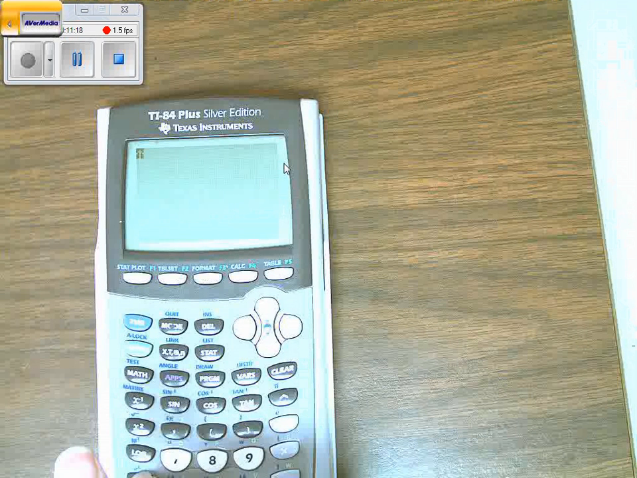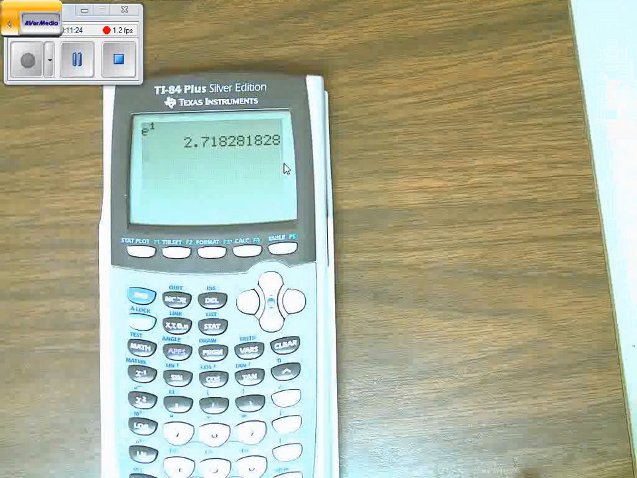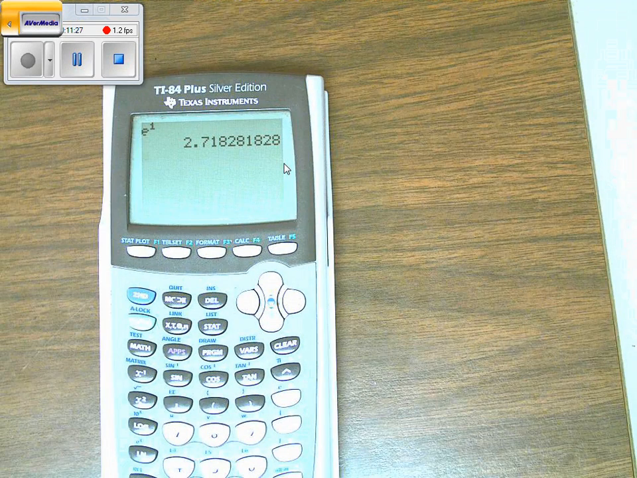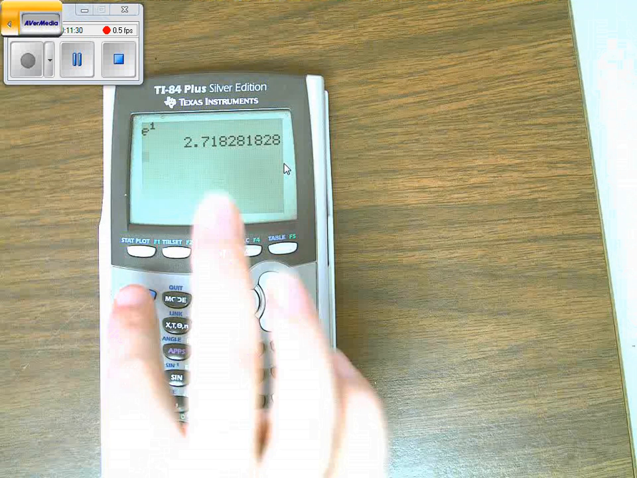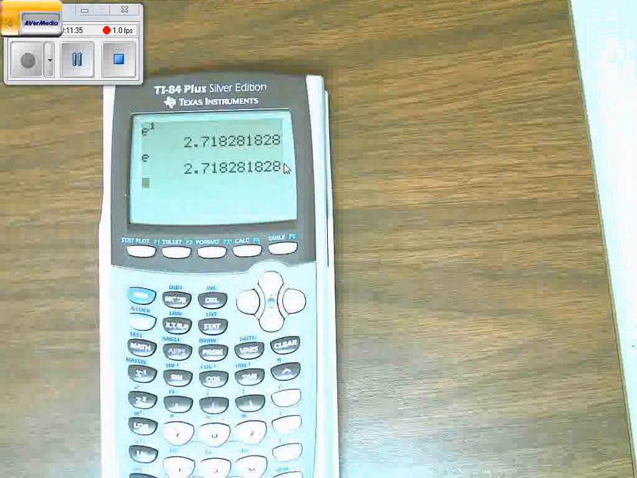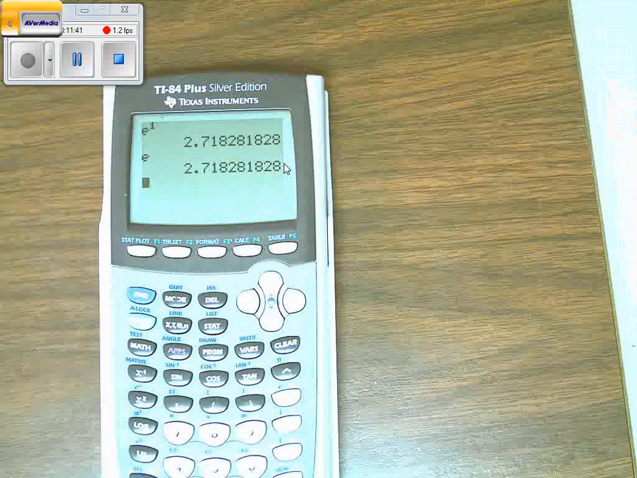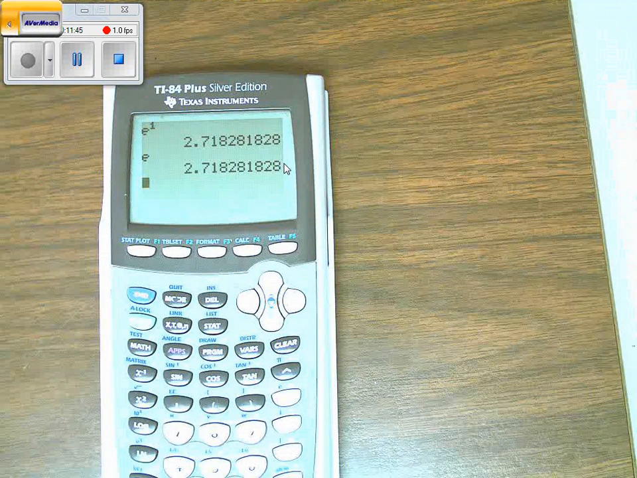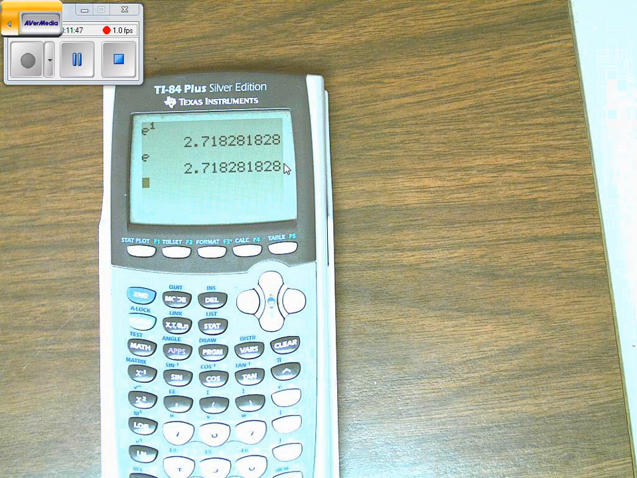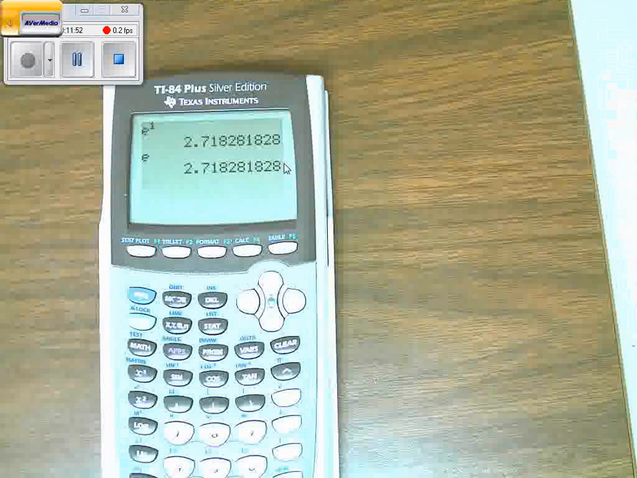There are two ways to get to it. You can go to second ln, and it gives you e to a power. So if I do e to the first, I get 2.708. That's the button you're going to want to use most of the time. If you go to second divide, you get just a plain e. You can use that, but most of the time when you use e, it will be in the context of an exponential. So you will probably want the exponent on it anyway. So it skips a button if you use second ln. So that is the number e. It's a very important number. Again, I will show you where it comes from on a later date.